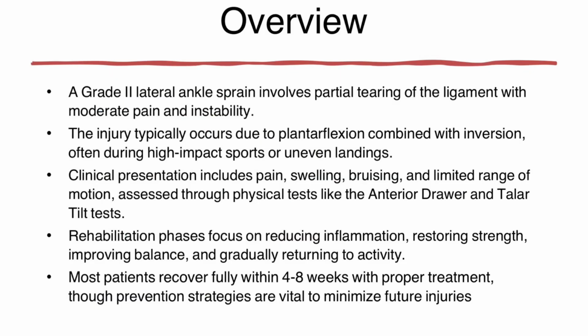So, an overview: a grade 2 lateral ankle sprain involves partial tearing of the ligament with moderate pain and instability. The injury typically occurs due to plantar flexion combined with inversion, often during high-impact sports or uneven landing. Clinical presentation includes swelling, bruising, and limited range of motion, assessed through physical tests like the anterior drawer test and talar tilt test. The rehab phase is focused on reducing inflammation, restoring strength, improving balance, and gradually returning to activity. And most patients recover fully within 4 to 8 weeks with proper treatment, though prevention strategies are vital to minimize future injuries.